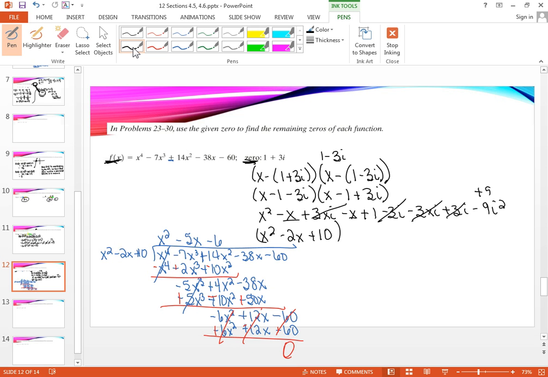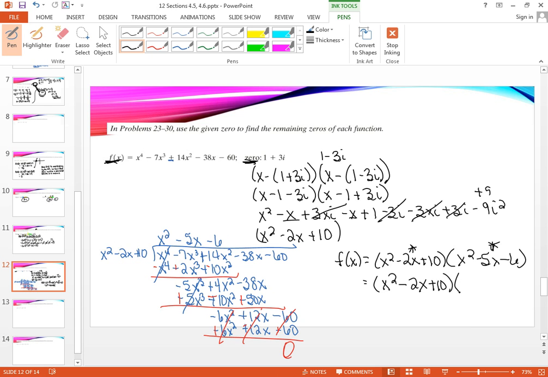All right, so what we've got is we know that f of x is x squared minus 2x plus 10 times x squared minus 5x minus 6. We got this from the two complex zeros, so we already have those two zeros. Okay. So what do we do with this? It's quadratic. Factor, complete the square, quadratic formula. Luckily, that little baby factors: x minus 6, x plus 1.